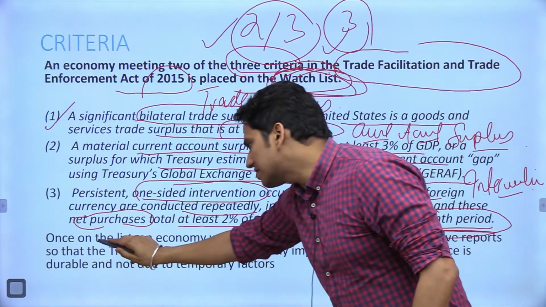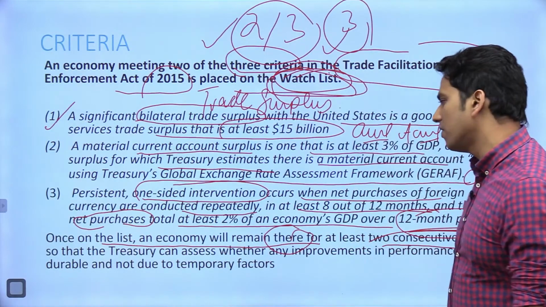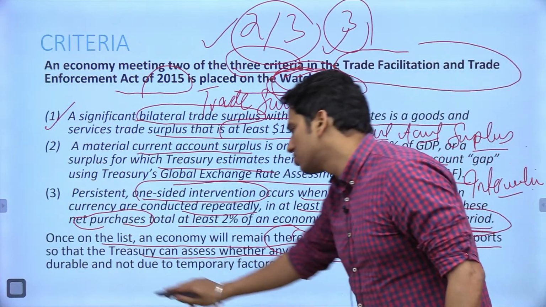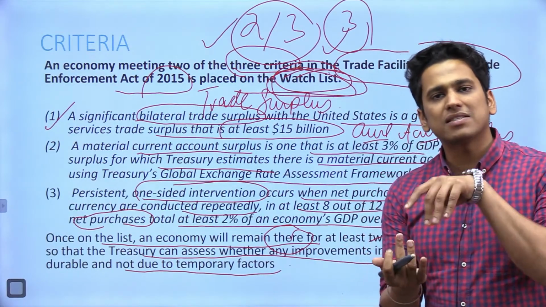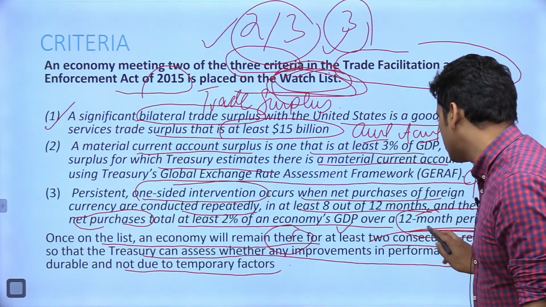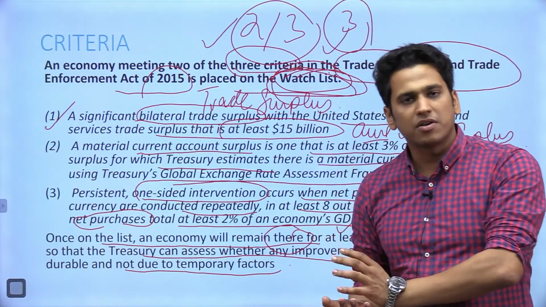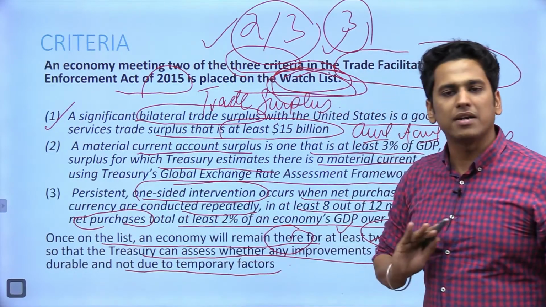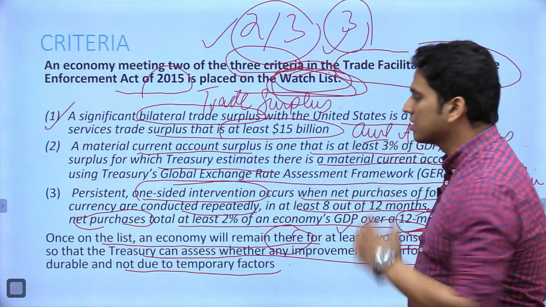So once the country is on the list, an economy will remain there for at least 2 consecutive reports, so that the Treasury can assess whether any improvement in performance is durable and not due to temporary factors. Once you are on the list, you have to wait for a year, because these reports come twice a year. So you have to wait for at least 2 consecutive reports once the country is on the US Treasury currency monitoring list. India was satisfying 2 of the 3 criteria, because of which India was under this watch list.